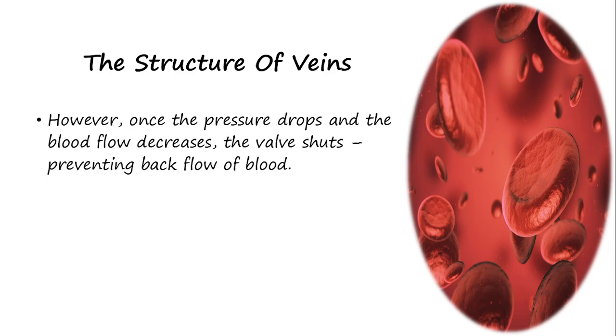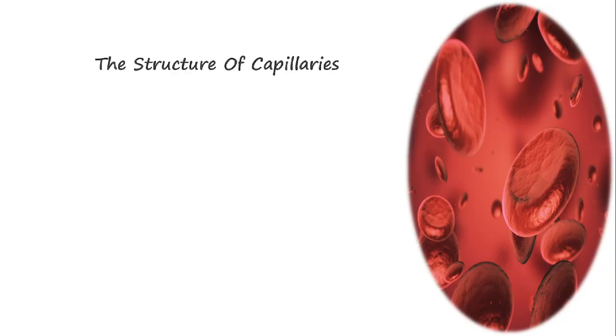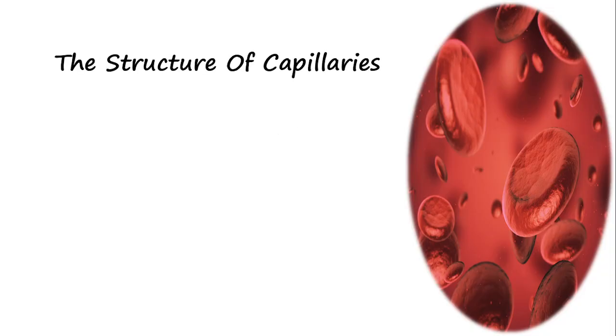However, once the pressure drops and the blood flow decreases, the valves of these veins shut to prevent the backflow of the blood. So specifically, you might observe that in the veins there are these valves, which help to control the flow of blood in one direction. Now let's see the structure of the capillaries.